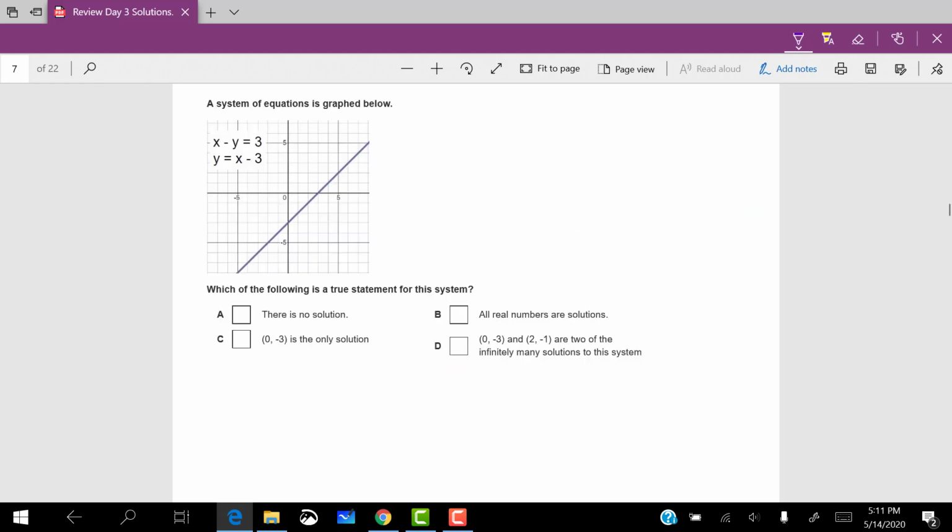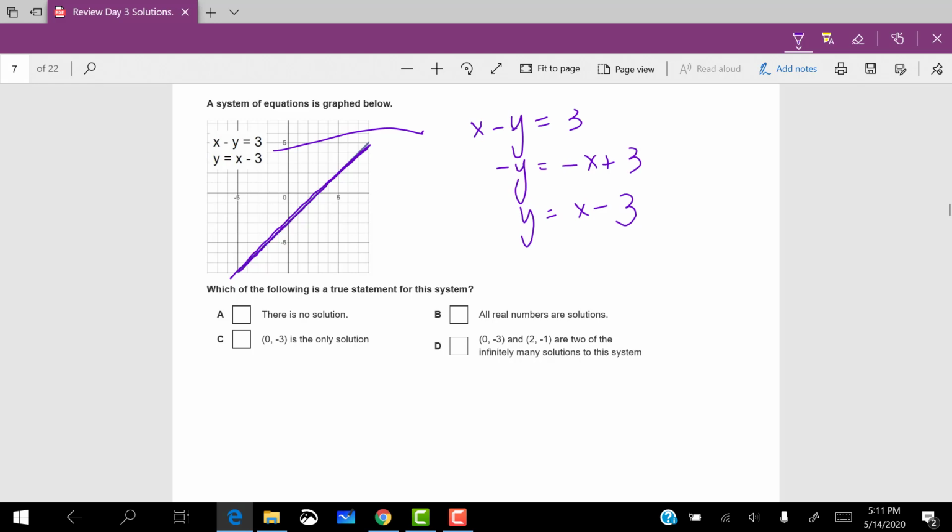We've got a system of equations graphed below. I only see one line, so let me look carefully at this system here. I notice if I take this top equation and solve for y, it is the same as the other equation. So these are overlapping lines. Every point on this line is a solution to both equations.